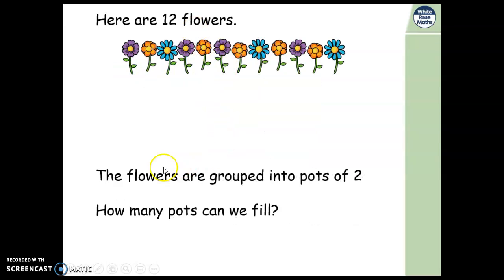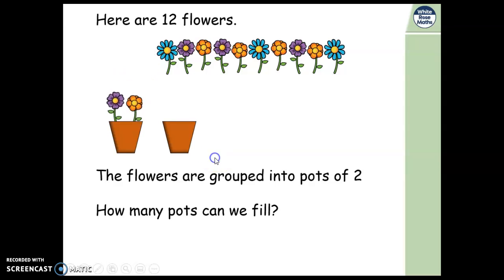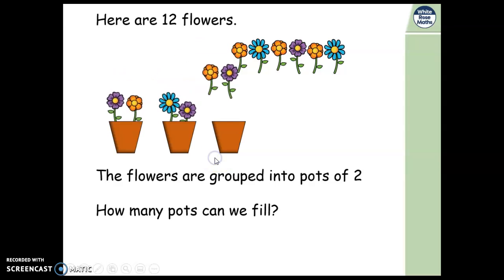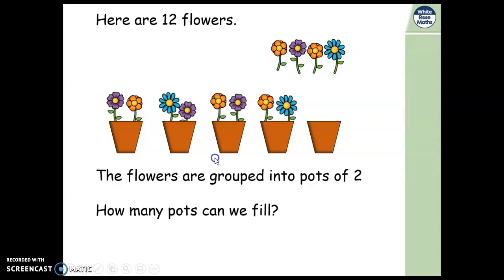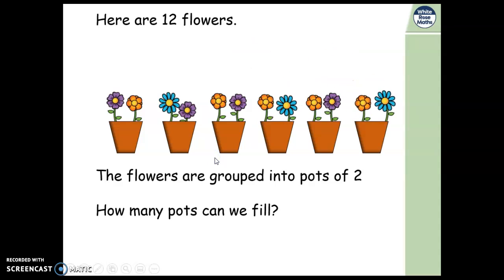Here are 12 flowers. The flowers are grouped into pots of 2. So groups now. So we're going to put them in groups of 2. How many pots can we fill? So that's 1 pot, 2 pots, 3 pots, 4 pots, 5 pots, 6 pots. There are 6 pots of 2. 12 into groups of 2 equals 6.